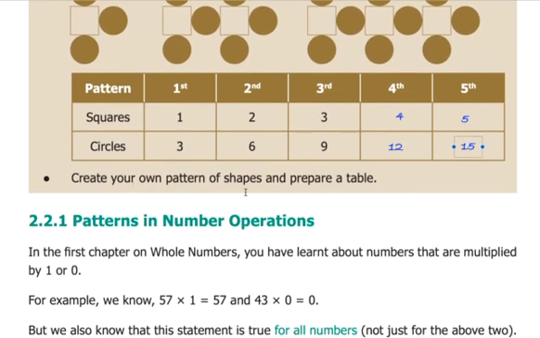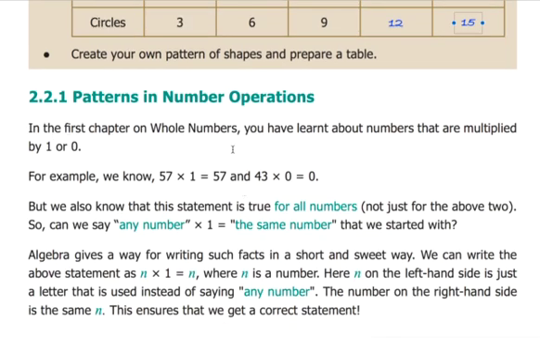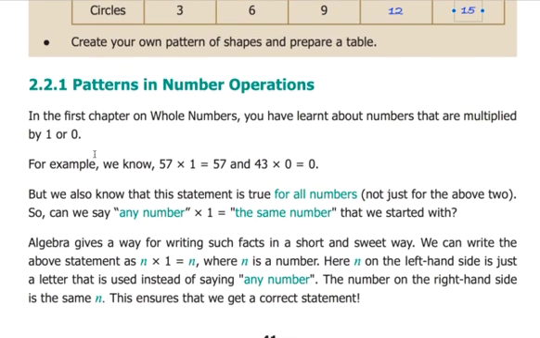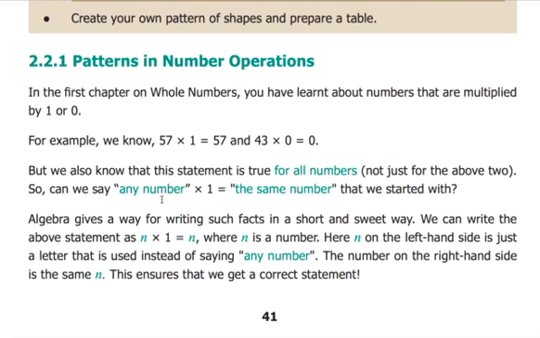Create your own pattern of shapes and prepare a table. Patterns in number operations. In the first chapter on whole numbers, you have learnt about numbers that are multiplied by 1 or 0. For example, we know that 57 ones are 57, 43 zeros are 0. But we also know that this statement is true for all numbers, not just for the above two, right?